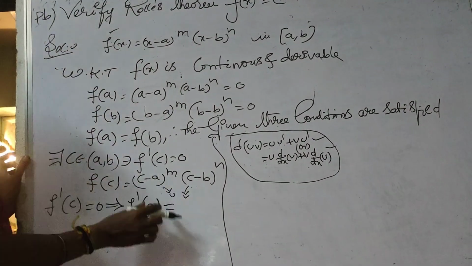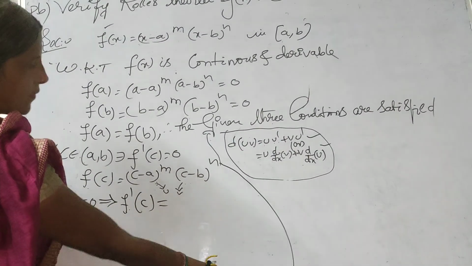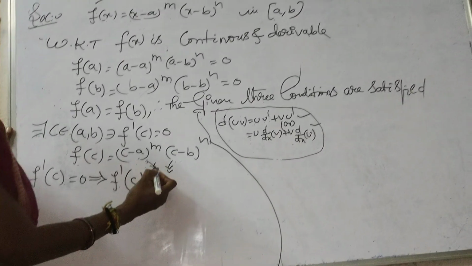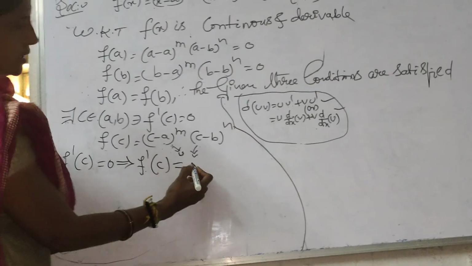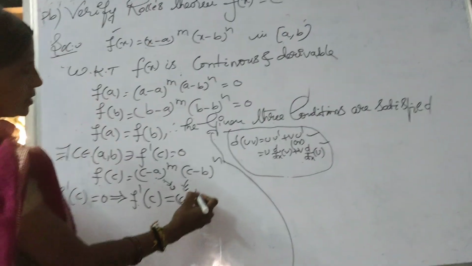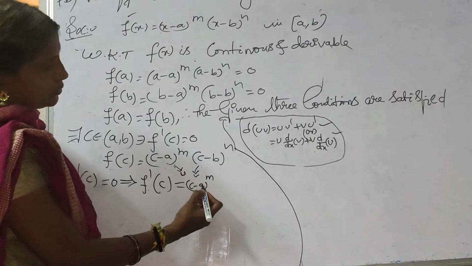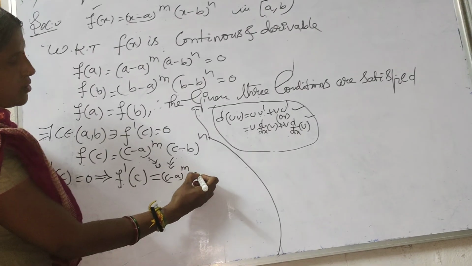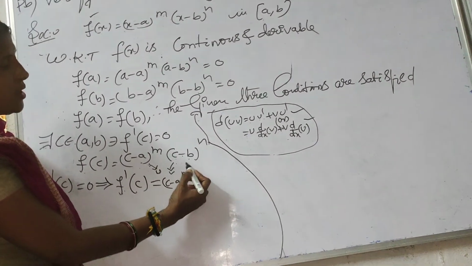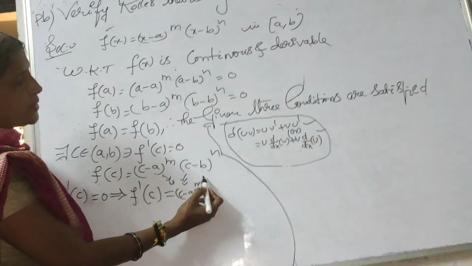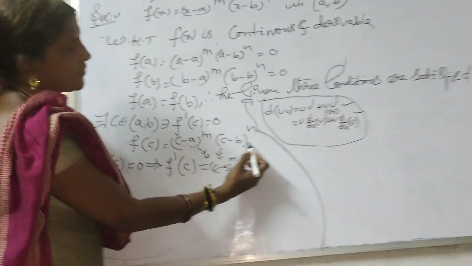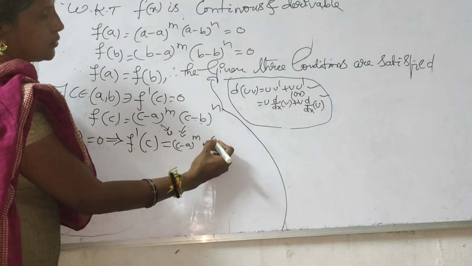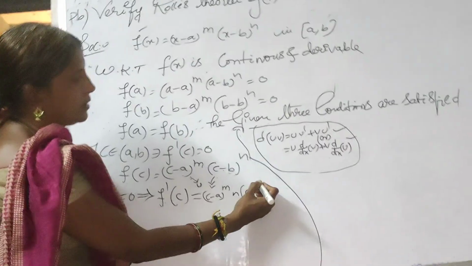Now differentiating this using the UV formula. First of all, U means the constant, here C minus A whole power m. Then go to differentiation of V. Here C minus B whole power n. According to the formula x power n, in place of x we have C minus B. The x power n formula gives n into x power n minus 1. Therefore n into C minus B whole power n minus 1.